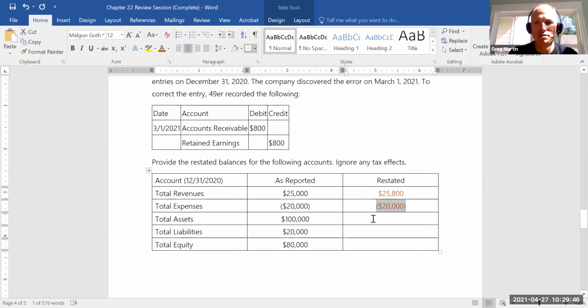Next one. Same deal. Total assets. What should be reported, or what is the restated amount? And again, if it's the same, that's fine.